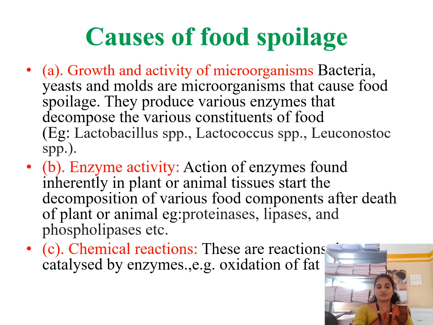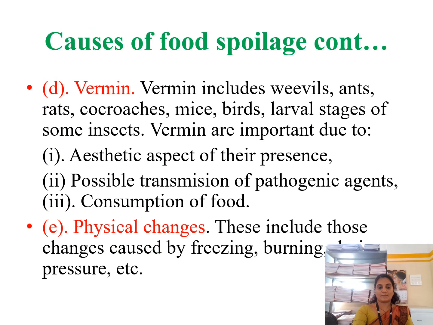For example, the oxidation of fat or exposure of an ingredient causes the food to deteriorate or spoil. The other causes of food spoilage are vermin and physical changes. The vermin include weevils, ants, rats, cockroaches, birds, and the larval stage of some insects. These vermin may cause any food spoilage.